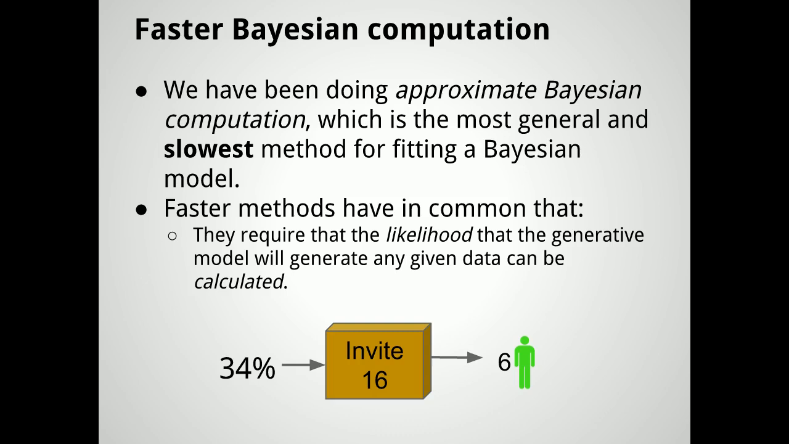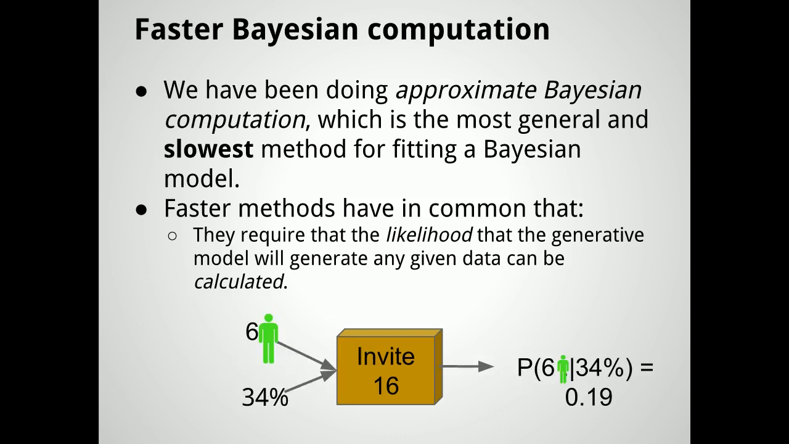And faster methods require a function like this that takes both data and fixed parameters as input and directly calculates the likelihood of these parameters producing the data. It's not always straightforward to calculate the likelihood for any generative model, but for a large number of generative models, someone has already done this work for you. For example, for most common probability distributions, the likelihood is easy to calculate.